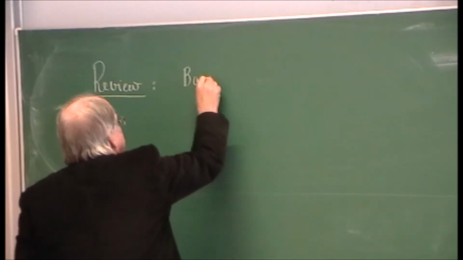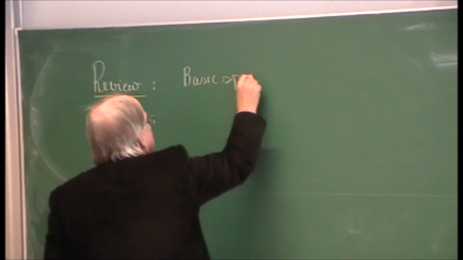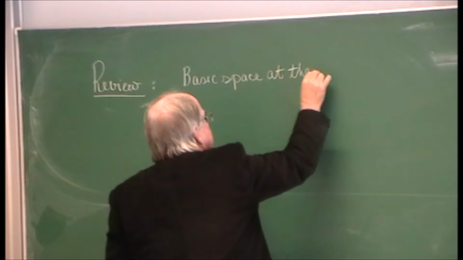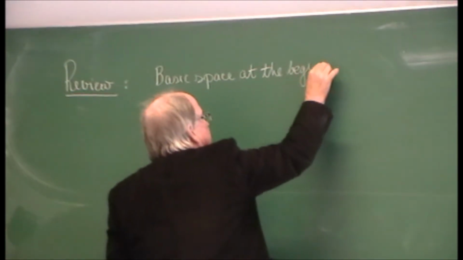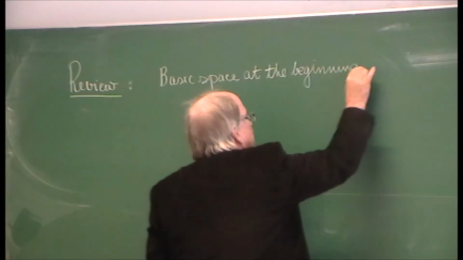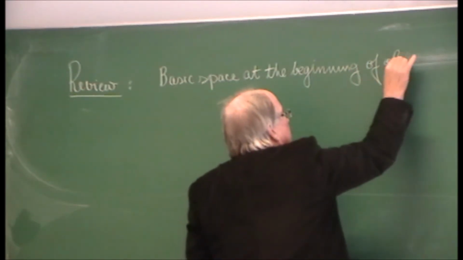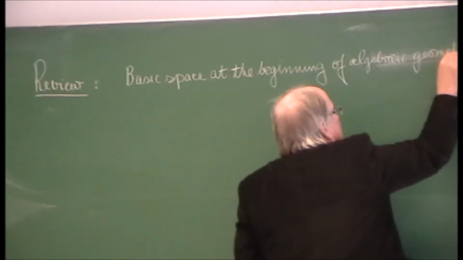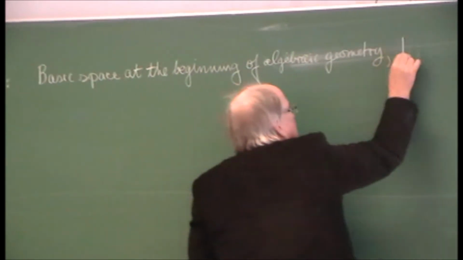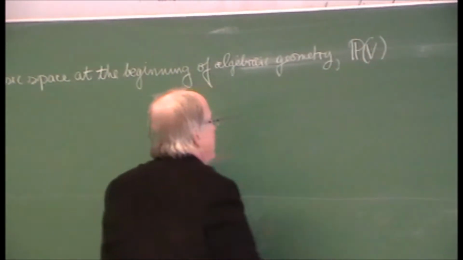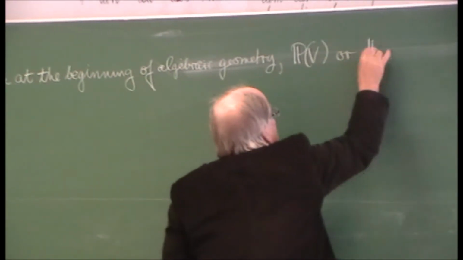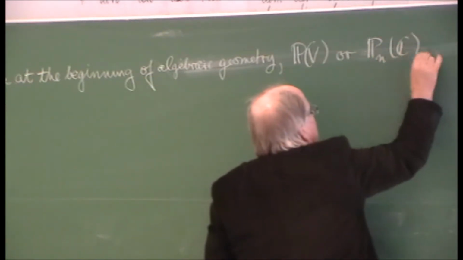In particular, I want to discuss some things related to the basic space, at the beginning of algebraic geometry. There's projective space. My notation is P of E, or if you take a basis, Pn of V and C in a basis.